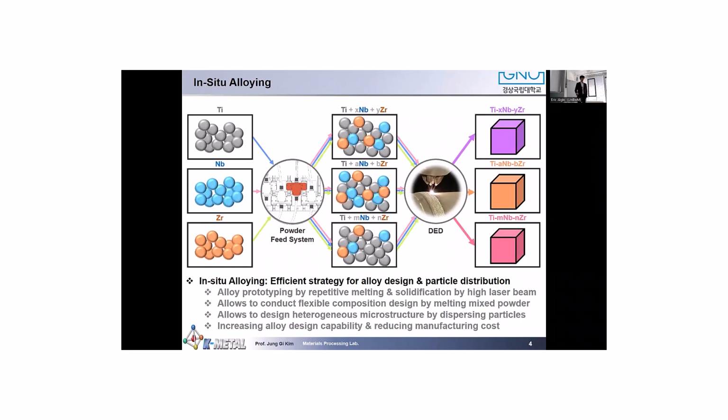But one of the strengths of DED is that we can perform in situ alloying with elemental powder. In situ alloying is a quite efficient strategy for alloy design, and we can even distribute particles. Alloy prototyping by repetitive melting and solidification with a high-power laser beam is helpful for flexible composition design by melting mixed powder, and it allows us to design a heterogeneous microstructure. We can even disperse particles in the matrix.